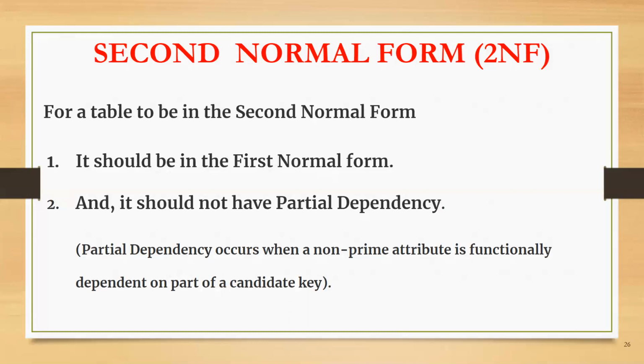So candidate key is nothing but when two primary keys are combined together, that is called a candidate key. So the first requirement is it should be in the first normal form. Whatever becomes the output of 1NF becomes the input to the second NF. So this is your step number 2.